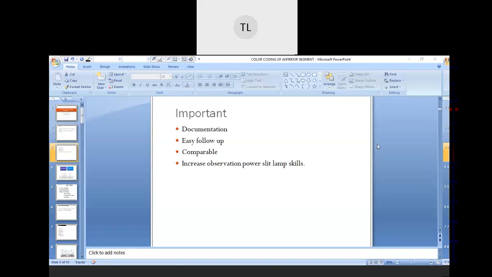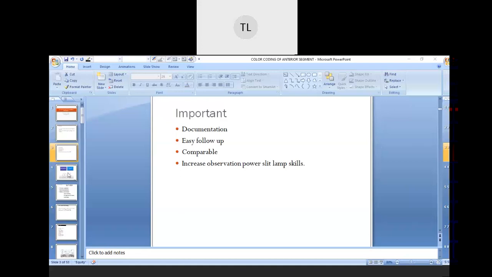And the last is increasing the observation power of the slit lamp scale. For example, you guys are doing the internship. When you are posted in the hospital for the first time and we tell you that you have to draw the diagrams, some of you might be excited, and you will be more careful when you look at the slit lamp, so that you can draw exactly what you see through the slit lamp, right? So this also improves the observation skill of the students, I mean the examiner.